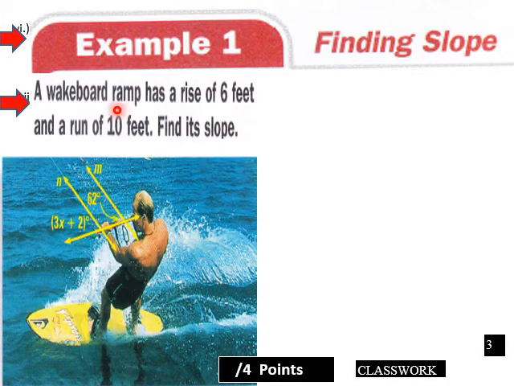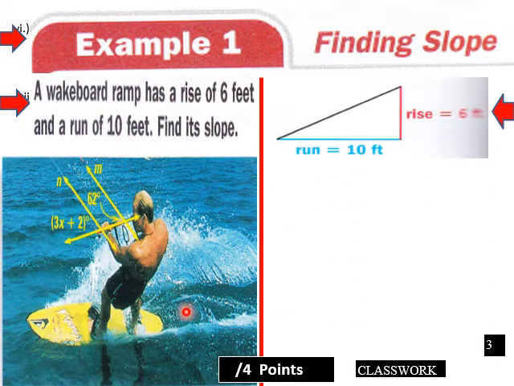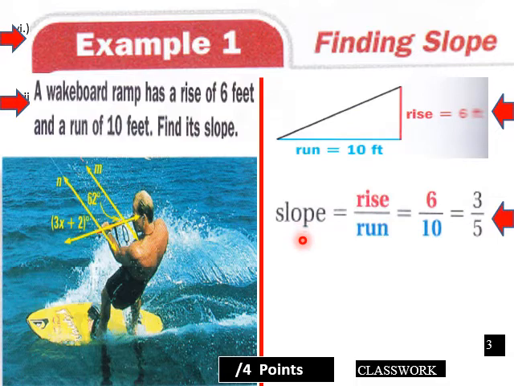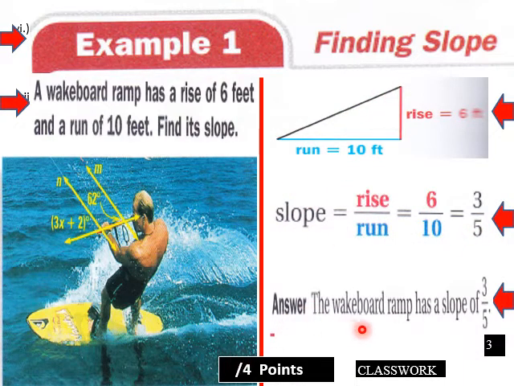So example 1, a wakeboard ramp has a rise of 6 feet and a run of 10 feet. Find the slope. So in this situation, we have a rise of 6 feet and a run of 10 feet. Slope equals rise over run, which is 6 over 10, or 3 over 5. That would be our slope of that line. So the wakeboard ramp has a slope of 3 over 5.